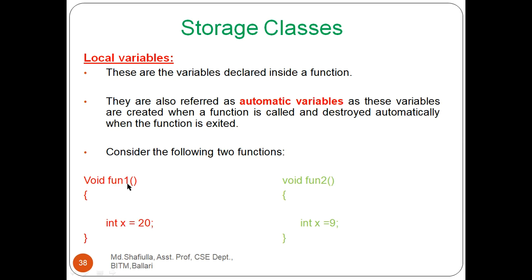This x is local to function 1, this x is local to function 2, and remember this x doesn't have any relationship with this x. This is about local variables.